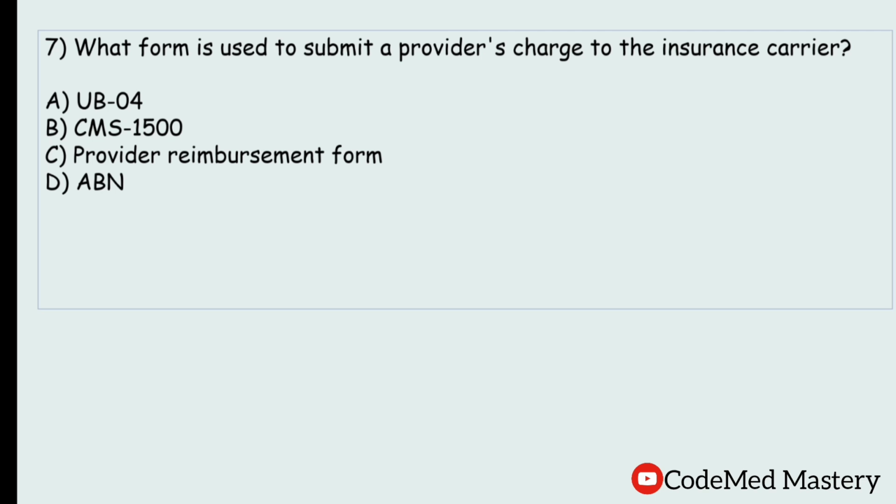Next question. What form is used to submit a provider's charge to the insurance carrier? Option A, UB04, option B, CMS 1500, option C, Provider Reimbursement Form, option D, ABN. The correct answer is option B, CMS 1500. The CMS 1500 form is the standard claim form used by healthcare providers to submit charges to insurance carriers for reimbursement. It is primarily used for billing outpatient and office services.